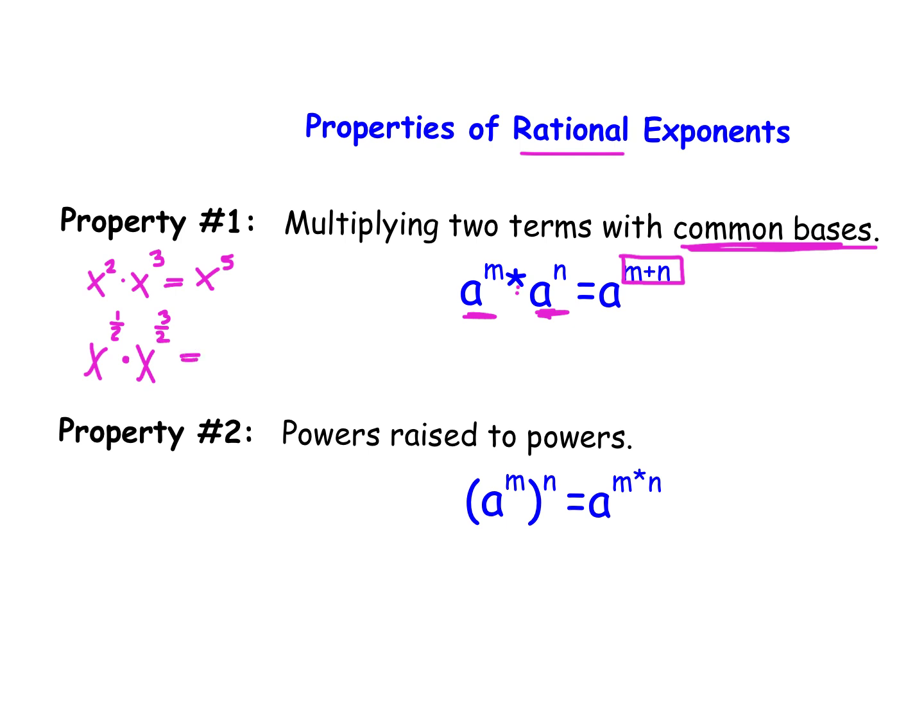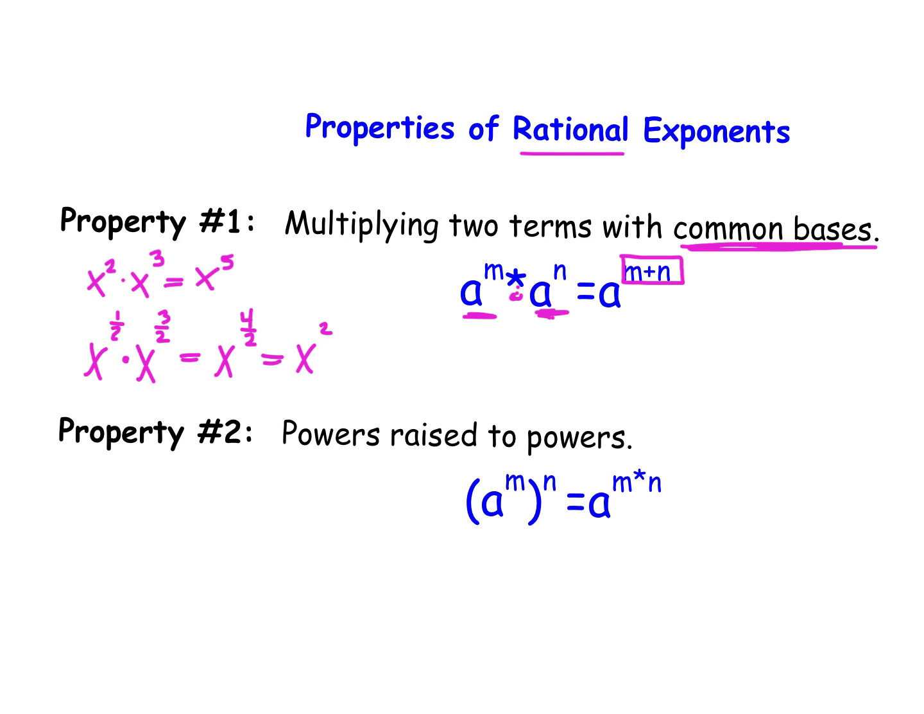It works the same way as when we had integers. We add the two exponents together, so this would become x to the power of 4/2, because we have a common denominator, so we add the numerators, and that would simplify to x squared. So anytime we have common bases that are being multiplied, we simply add our exponents together.